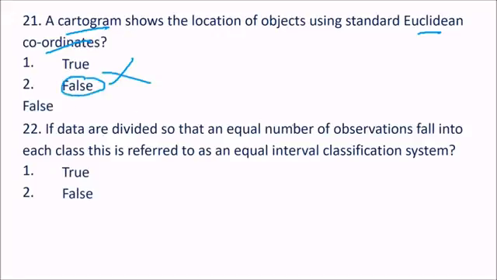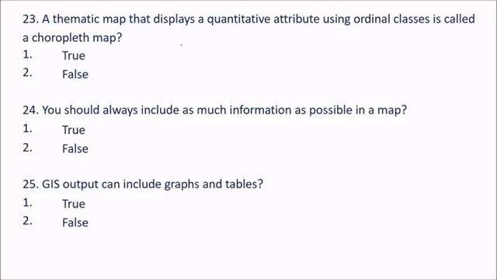If data are divided so that an equal number of observations fall into each class, this is referred to as equal interval classification system. Is it correct or not? The answer is false. You need to learn ordinal, nominal and ratio based different scales. A thematic map that displays a quantitative attribute using ordered classes is called a choropleth map. Is it true? The answer is true.